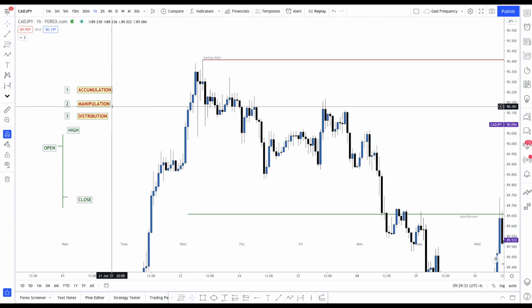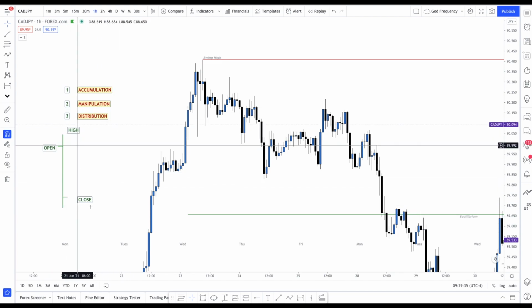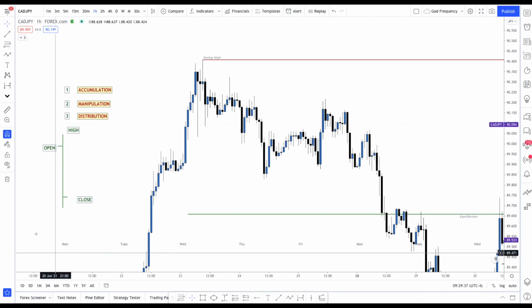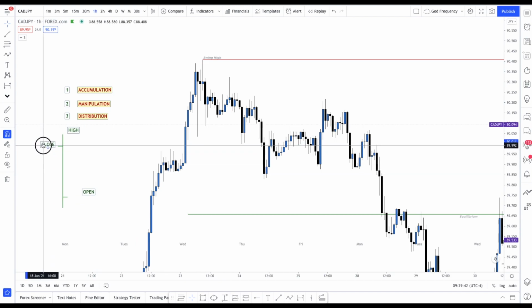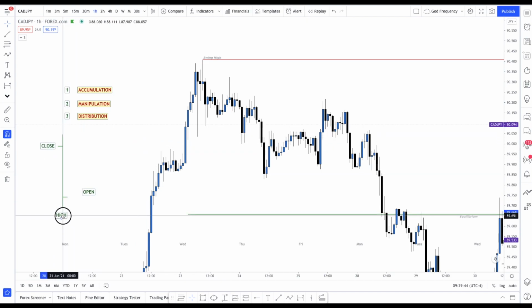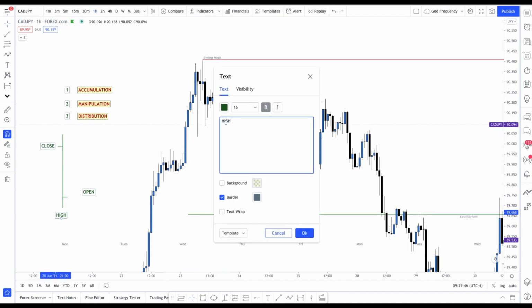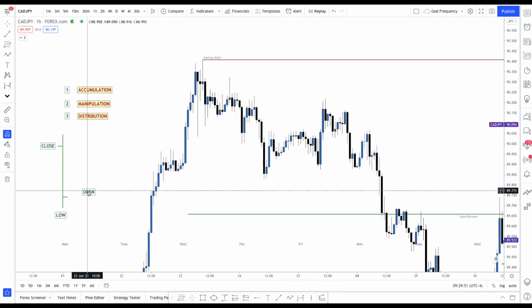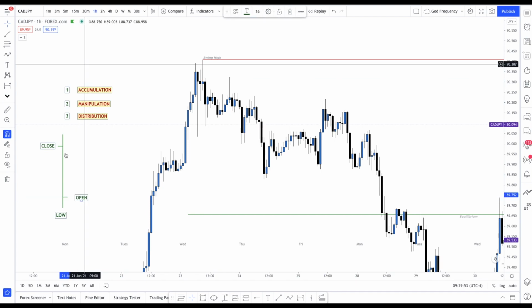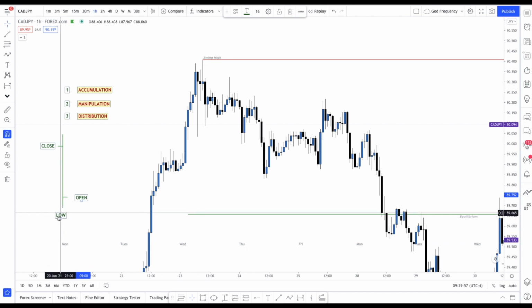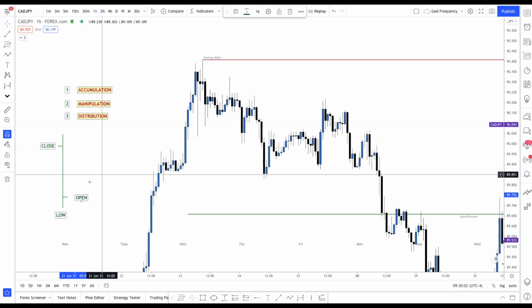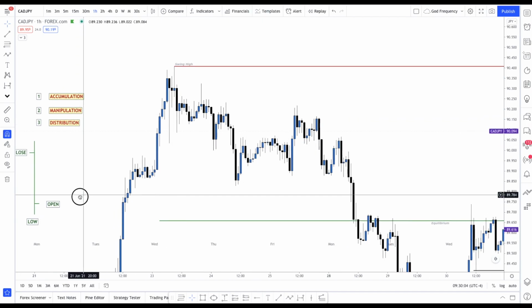And conversely, if we were to be going bullish, you just reverse everything. This would be the low. So you'll be looking for the open, where price opens, then you'll be looking for the low, and then you'll be looking for the close. That is ICT's power of 3 in a nutshell.